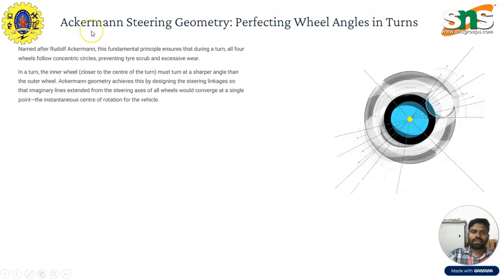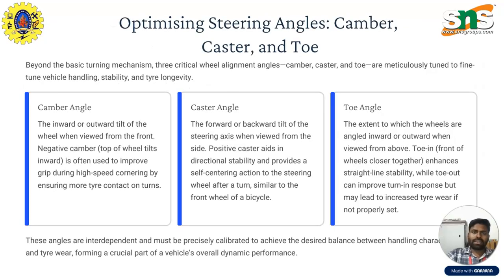And we have another usual factor, Ackermann steering geometry. This plays a major role in the concept of the perfect wheel angle in turns. We know we have different orientations in the direction, and this rule, called Ackermann, defines the steering geometry so that we can make the perfect turning of the vehicle. And then, what is optimizing the steering angle?